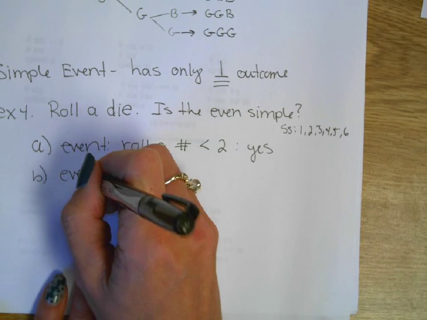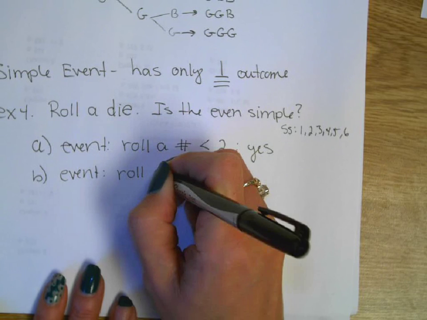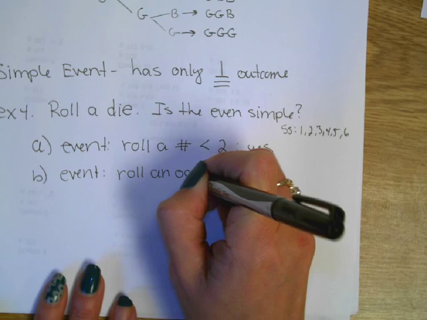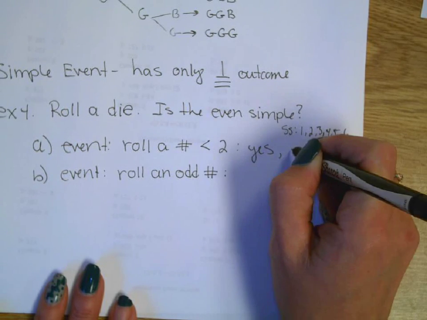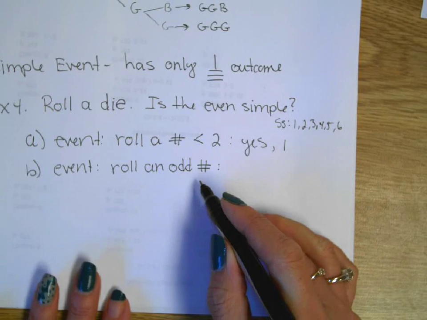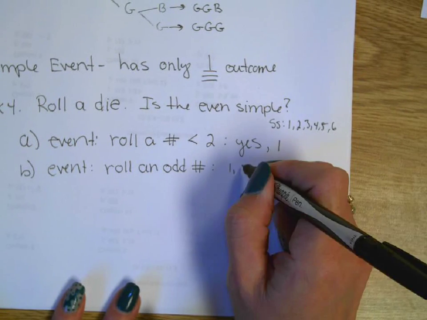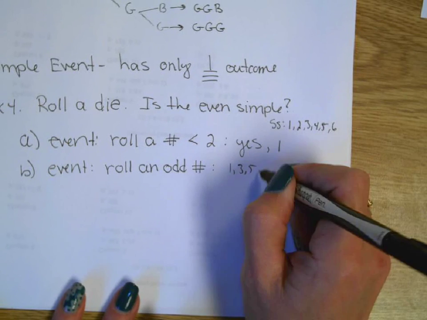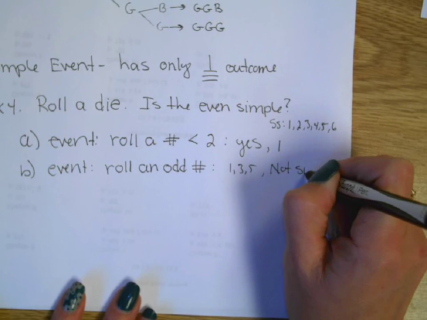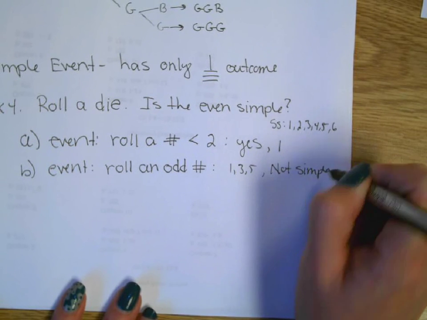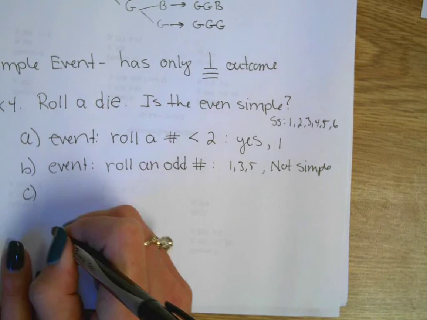This time the event is looking at rolling an odd number. Rolling an odd number, well, if you look at the sample space, how many numbers are odd? Well, you got 1, 3, and 5. That's 3 outcomes, so this is not simple. It can only have 1 outcome to be considered simple. This one has 3 if I'm looking at odd.